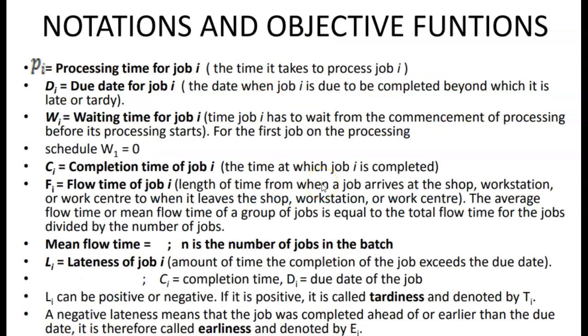Also, there are some things that we need to keep in mind in job scheduling and sequencing: notations and objective functions. Now, we'll be mentioning processing time. We must know what we call processing time. The time it takes to process a particular job. That's what processing time is talking about.